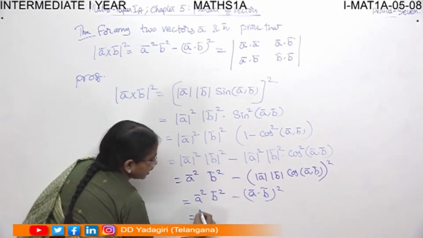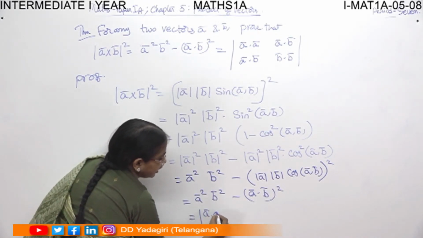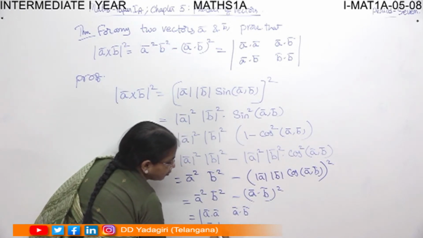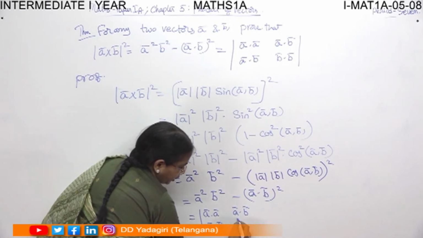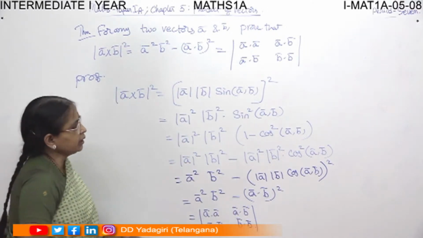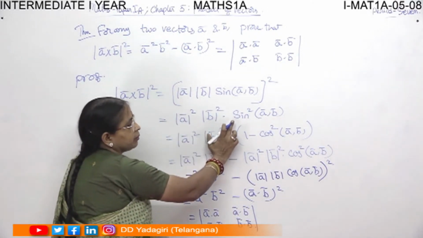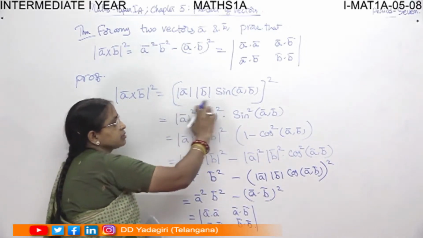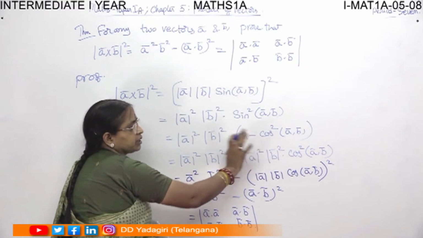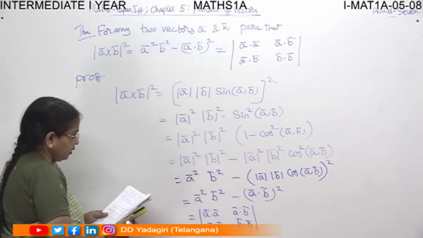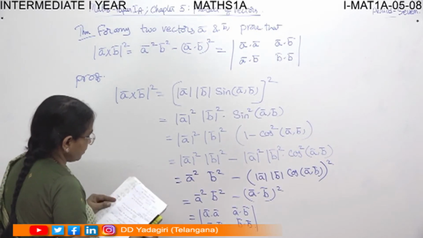Now you can also write this in the determinant form as A dot A, A dot B, and then again A dot B, and then B dot B. Like this also you can write. Learn the proof. The only point you should remember here is writing the formula of mod A cross B and then squaring. After that, write sine square theta as 1 minus cos square theta. That's all. You can easily prove the theorem. Now we'll do the problems.